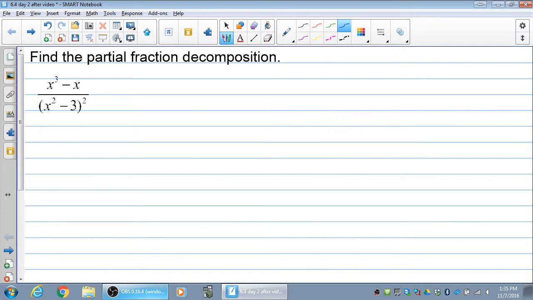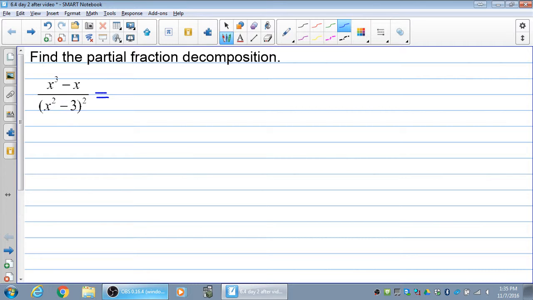Find the partial fraction decomposition. We have an x to the third over an x to the fourth. So we don't have to do long division. And then we kind of ignore the fact that it's really x to the fourth when we set it up.